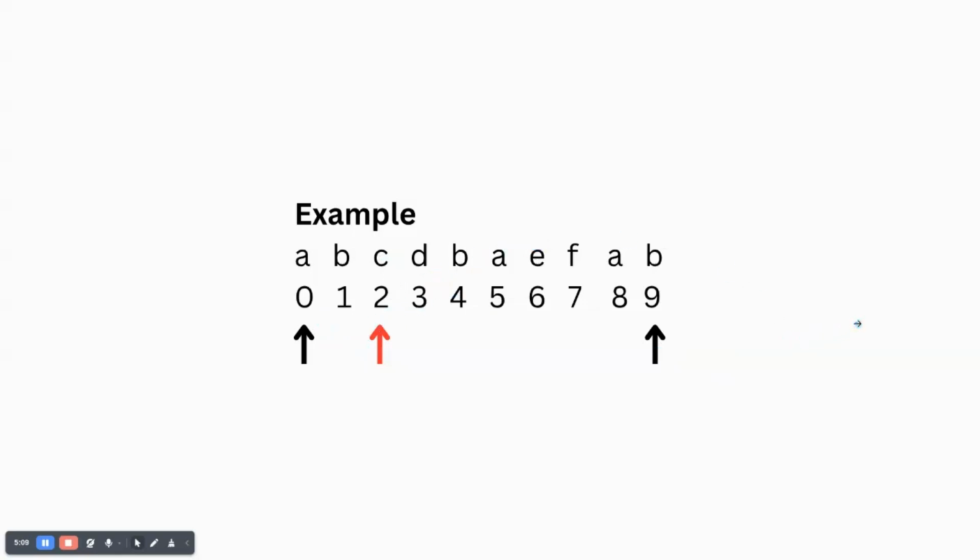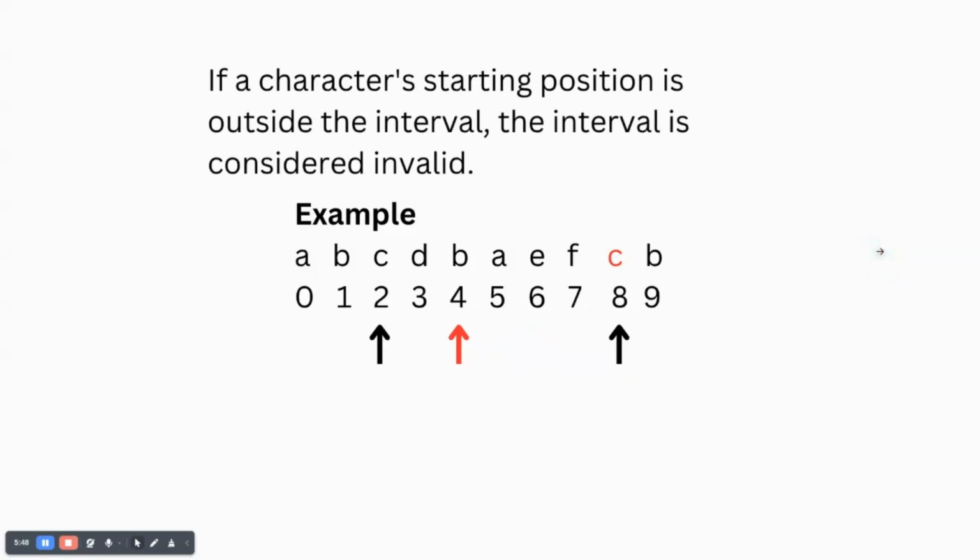We say C. C is only present in position 2, so we skip it. D, we have only one D. When we check B, since its last occurrence is at position 9, we're not going to do anything different. For A, we check the last occurrence of A, and that is 8. Since the last point of our interval is greater than the last position of A, we're not going to do anything as well. For E, we have only one E. For F, it's going to be the same.